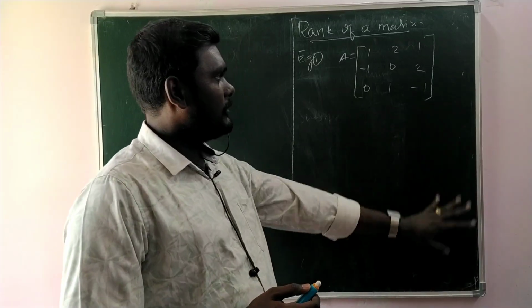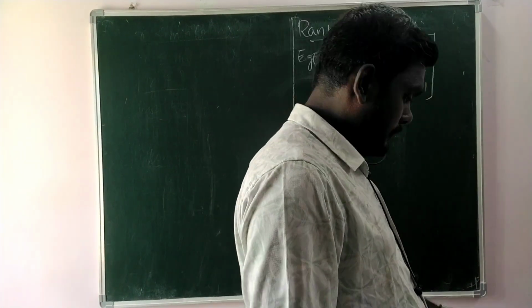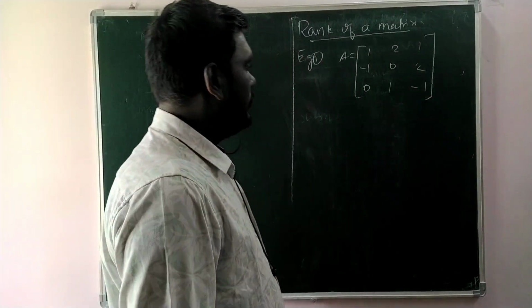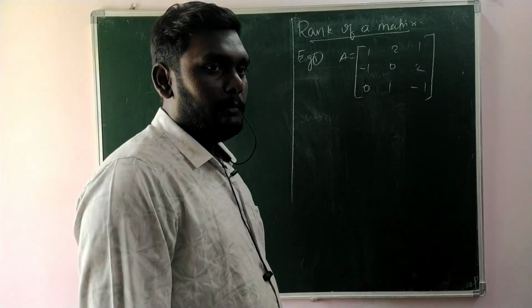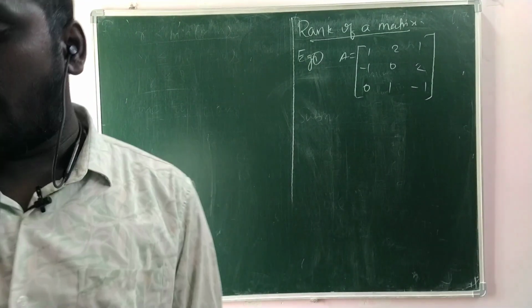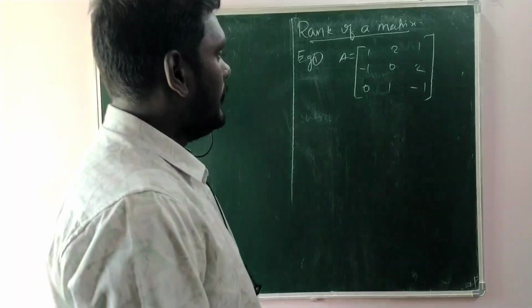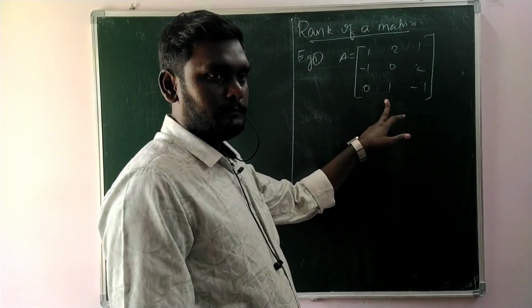Now we will solve the same question by elementary row operations. Let me check the question once again. It is 1, 2, 1, minus 1, 0, 2, 0, 1, minus 1. Yeah. Now we are going to solve this using elementary row transformations. The first idea is to get 2 zeros here.